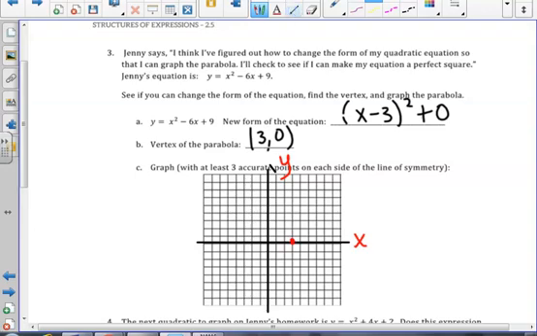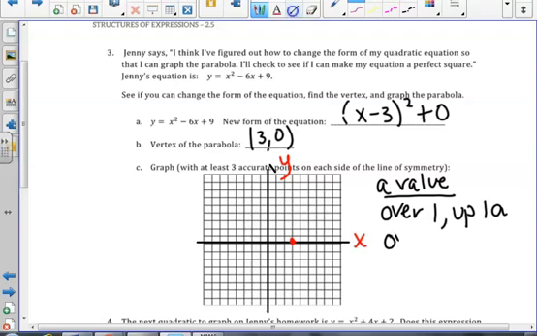Our vertex is 3, 0. From lesson 2 of this unit, we saw that we can use the a value to help us graph other points on the parabola. We can always use the rule over 1 from the vertex and up 1 times a. We can then graph another point by going over 2 from the vertex and up 4a.